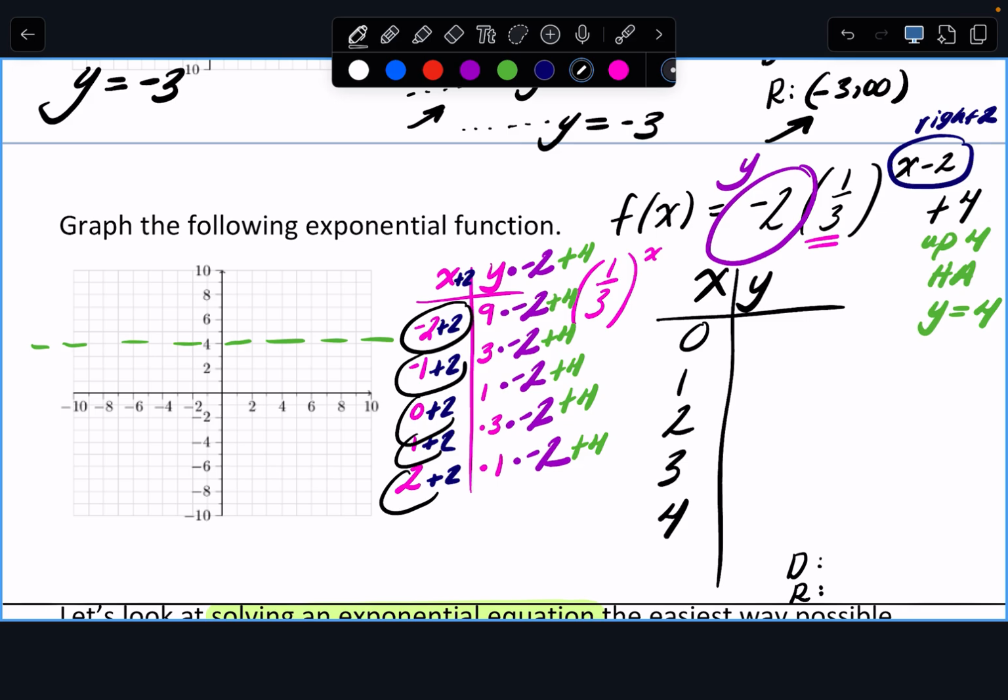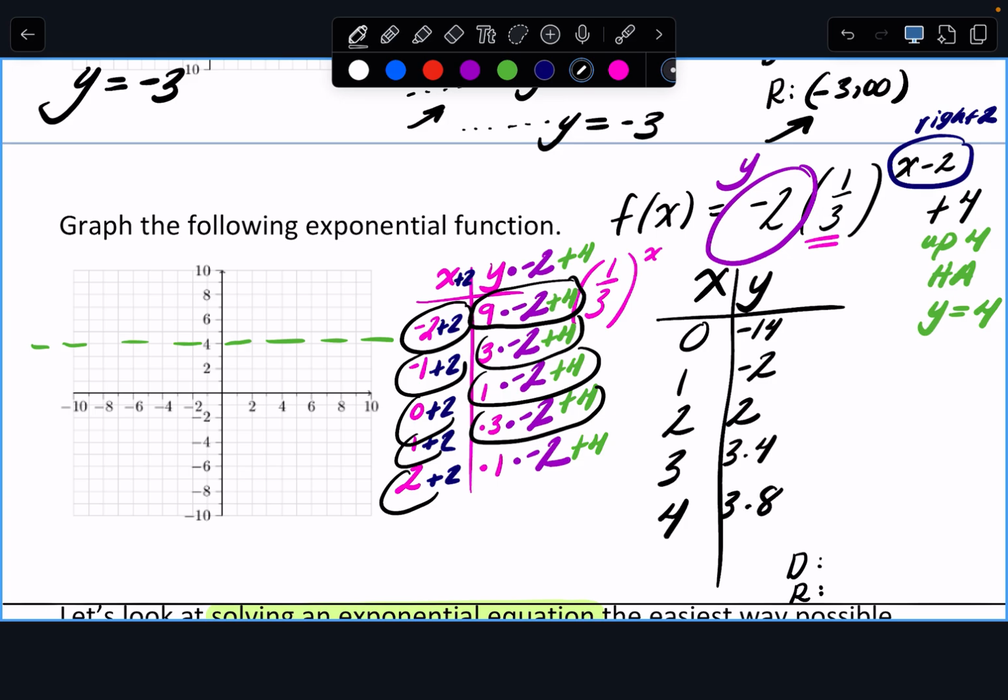That would be 9 times negative 2 is negative 18, plus 4 is negative 14, negative 6 plus 4 is negative 2, negative 2 plus 4 is 2. Need my calculator for that. 0.3 times negative 2 plus 4 is 3.4. 0.1 times negative 2 plus 4 is 3.8.